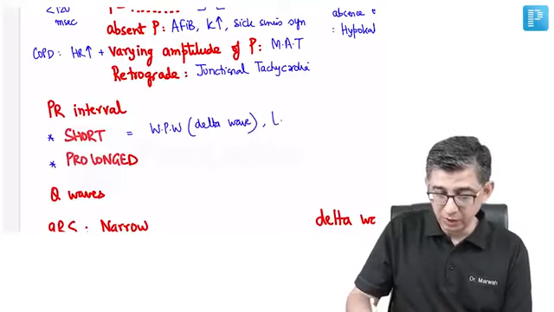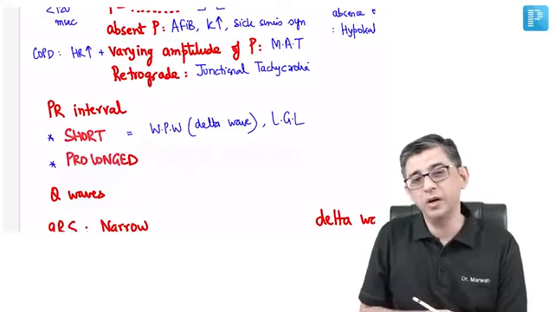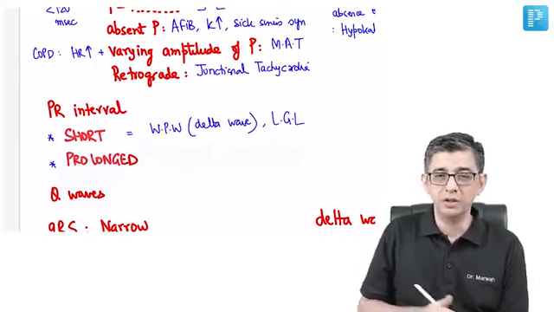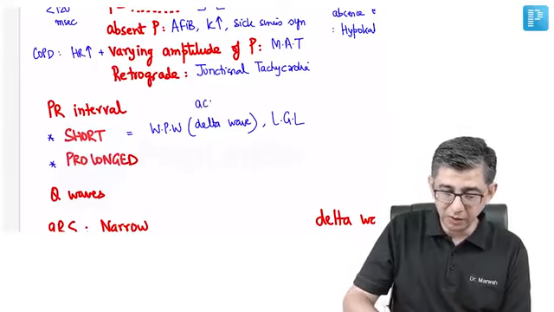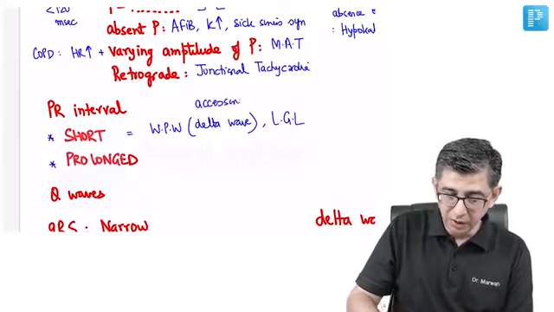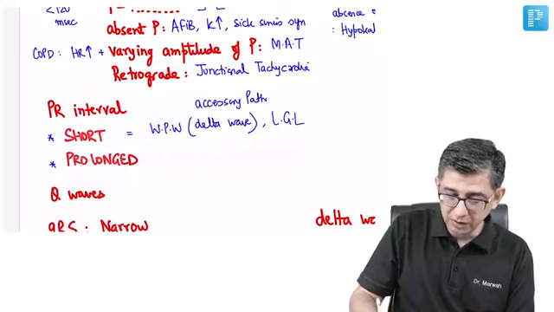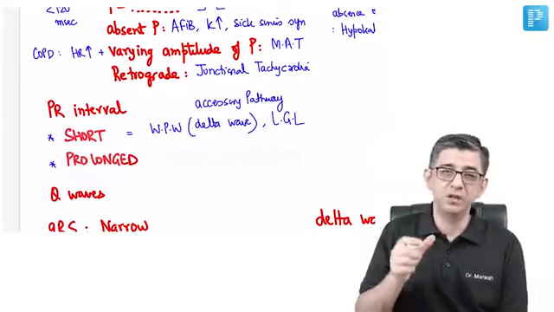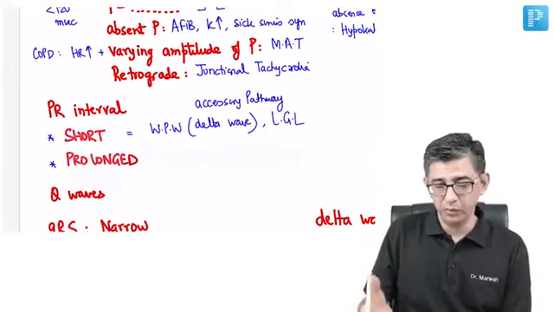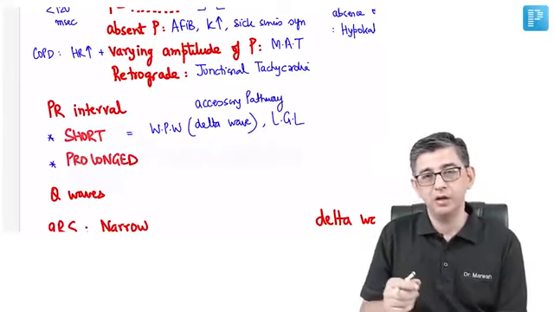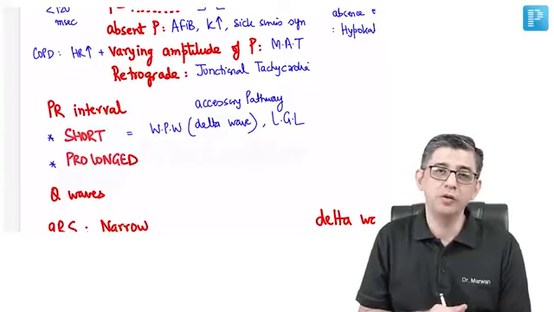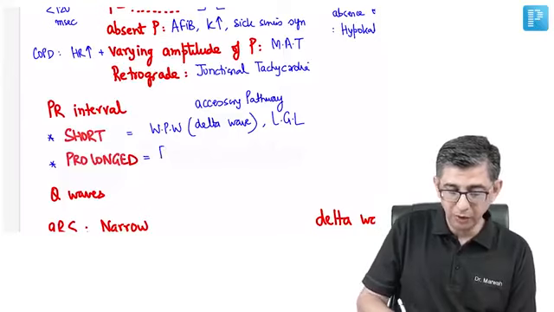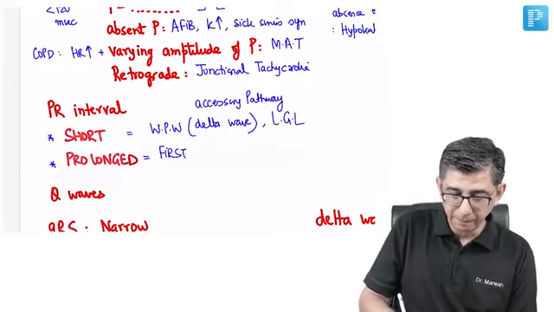And another accessory pathway that I described was called James bundle, where we had Lown-Ganong-Levine syndrome. In both of these conditions, we are having an accessory pathway in the heart, that is AP. The accessory pathway in the heart, that is AP, will fire at a faster rate. Once it fires at a faster rate, it is going to be responsible for a shortened conduction time, and therefore I said short PR. When it comes to prolonged PR interval, this would be like a first degree heart block.